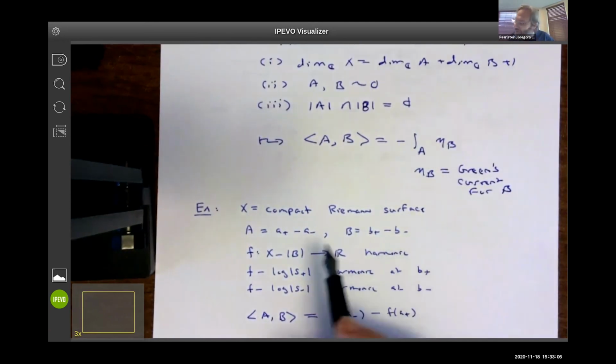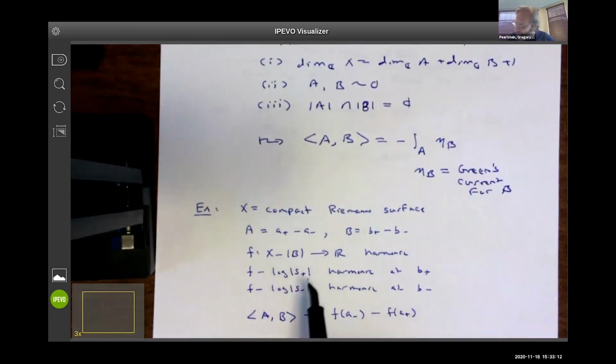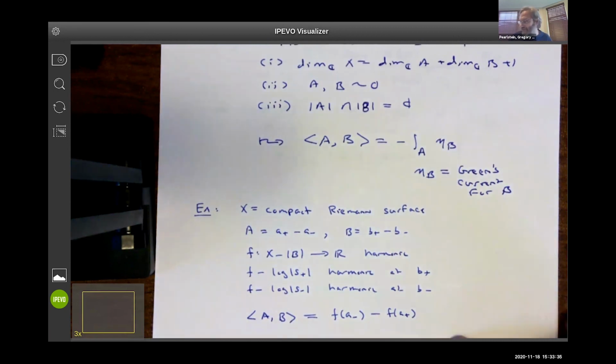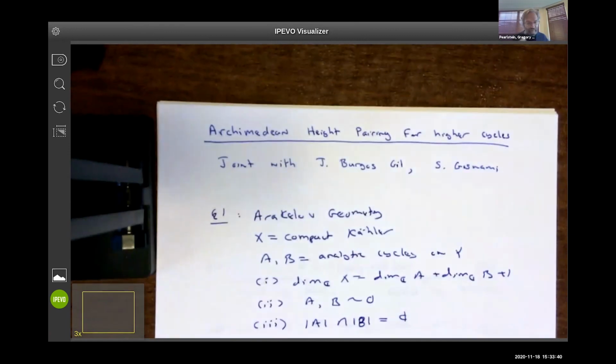Okay, so the classical example: if X is a compact Riemann surface, we'll just take A and B to be differences of pairs of points. Then we take a harmonic function on X minus B, and f has to be asymptotic to log s or minus log s at the two points, B plus and B minus, and then this height pairing is just the difference. So this is what we're going to be thinking about, kind of vast generalizations of this. Any questions on the first page before I go on? Okay.